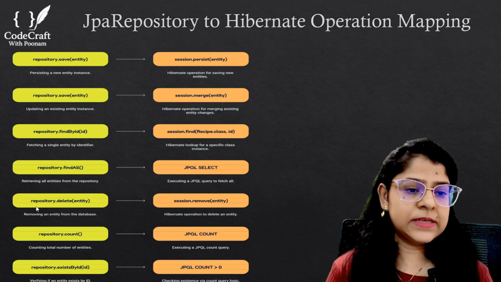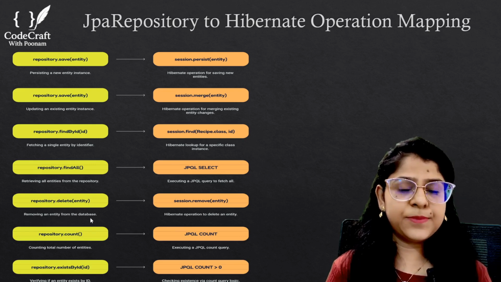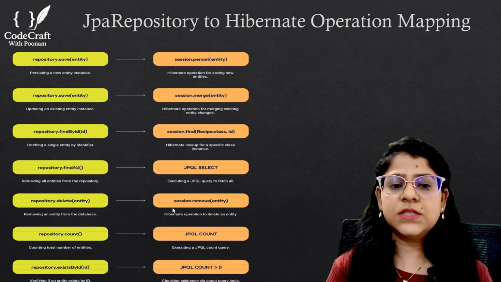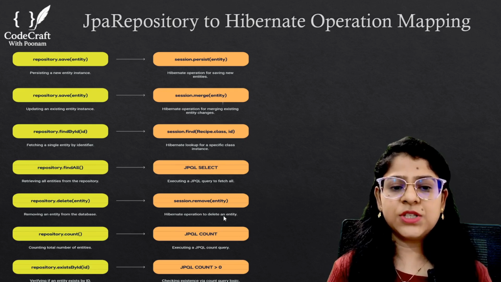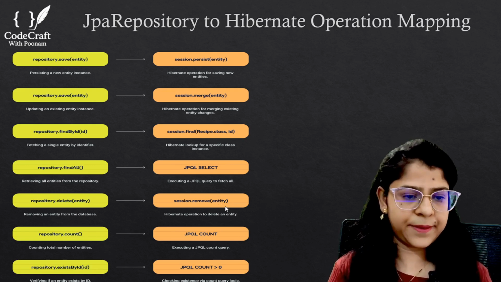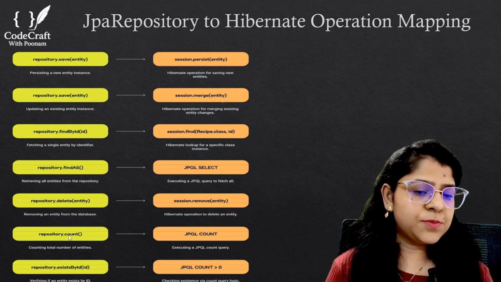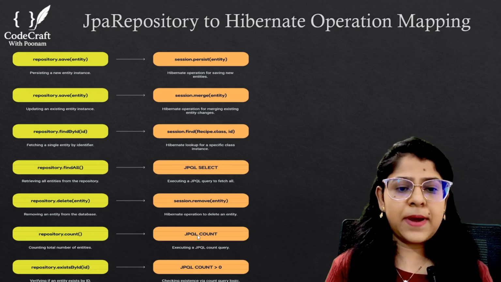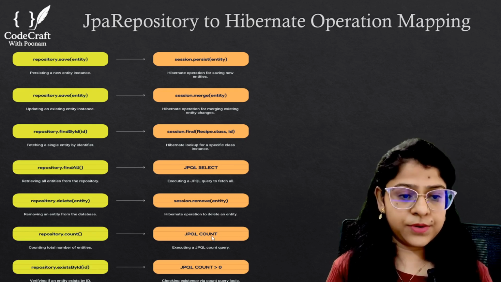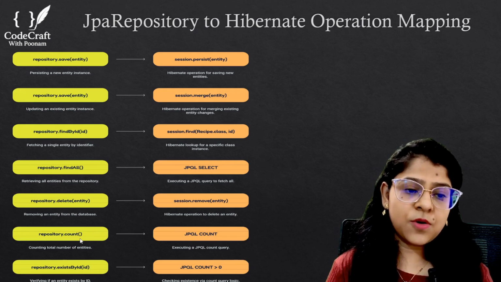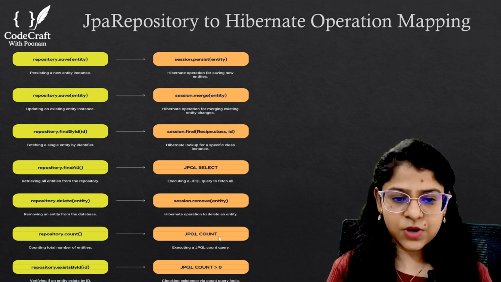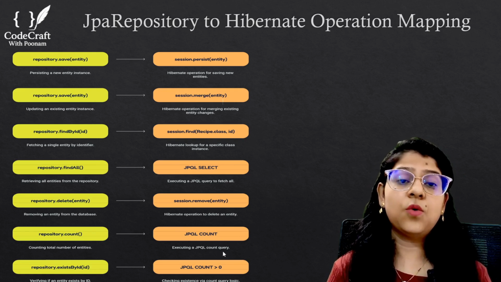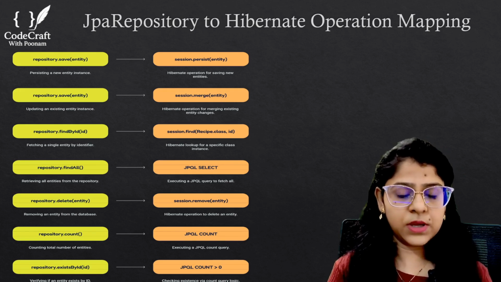Next, coming to the repository.delete method. This is used to remove an entity from the database. So this will map to session.remove(entity). This Hibernate operation is used to delete an entity. And then the repository.count method will map to JPQL count. The repository.count method is used to count the total number of entities, whereas the JPQL count will execute a JPQL count query.